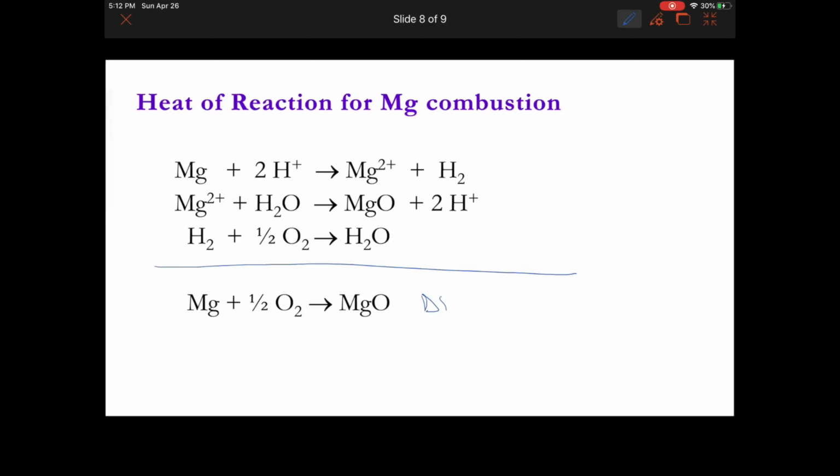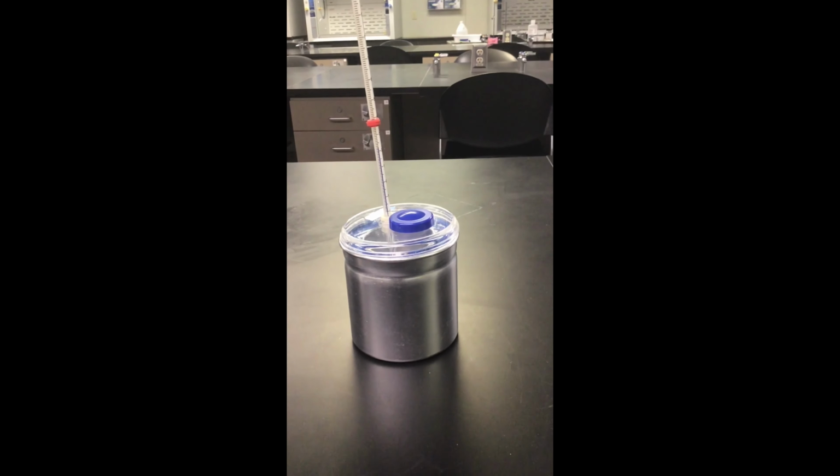Once you have the three delta H values, you can combine them using the rules for Hess's law and calculate the enthalpy change for the overall reaction. So now, let's move on and conduct our experiment.